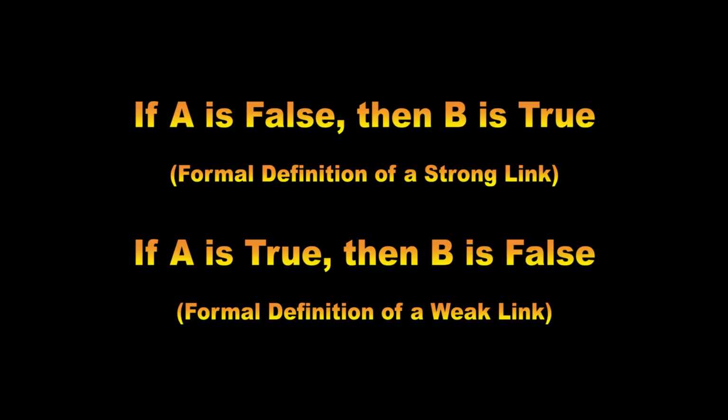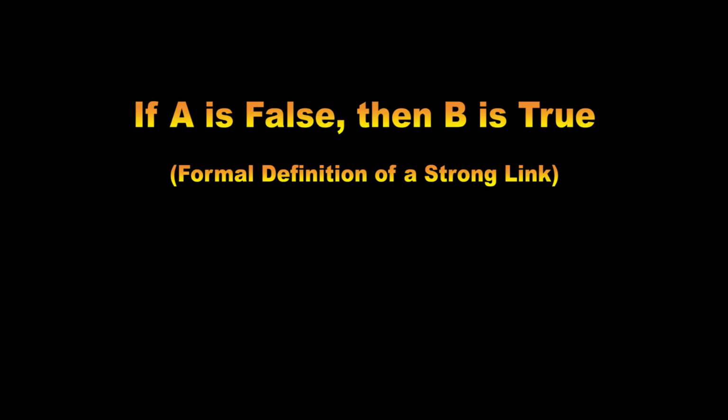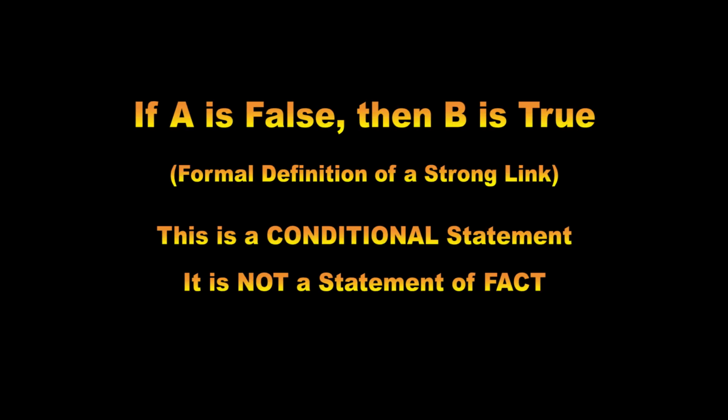If you want to be able to solve the most difficult puzzles, it is absolutely imperative that you understand the logic of all this. The very first thing you must understand is that when we say something like, if A is false, then B is true, which is the formal definition of a strong link, this is a conditional statement, okay? A conditional statement. It is not a statement of fact. Rather, it is contingent upon a certain condition being met, a condition that we cannot verify or be sure about at first. But in spite of this, it can still be a valid argument or statement.